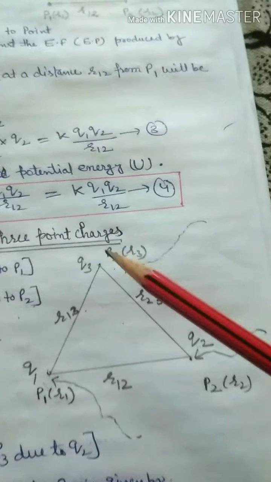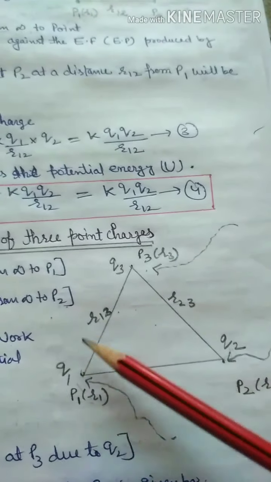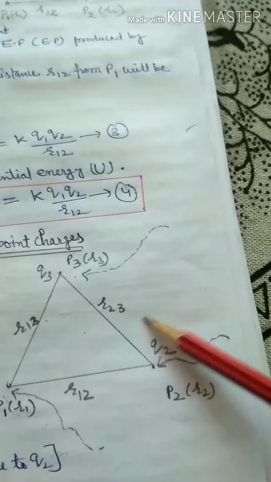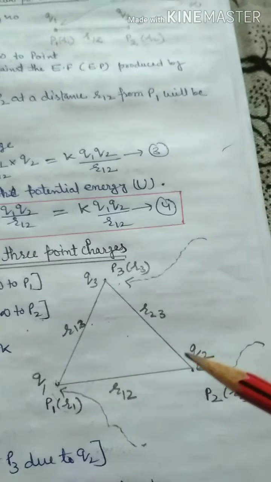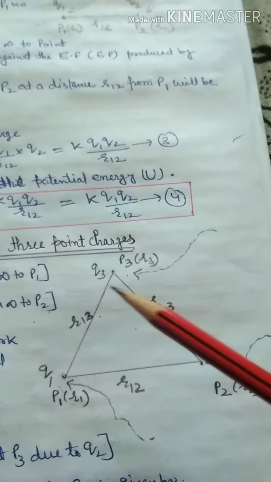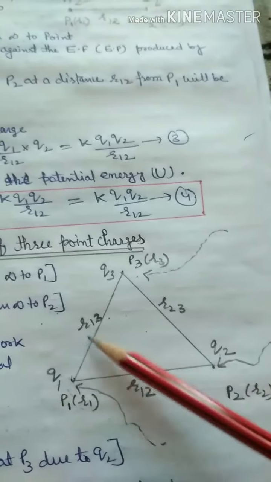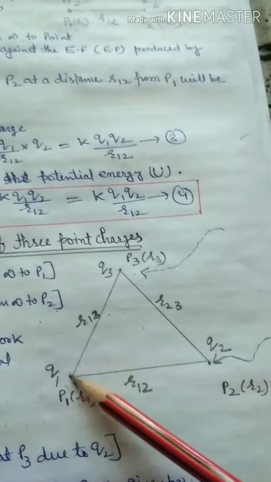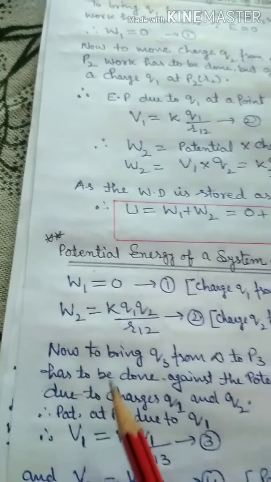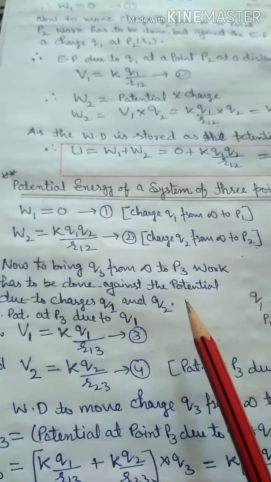Now to bring a charge Q3 from infinity to point P3, work has to be done against the potential produced by Q1 as well as Q2. Clear? Q1 as well as Q2. Because there is an electric field produced at point P3 due to Q1 as well as Q2, the work has to be done against the potential due to Q1 and Q2. So to bring Q3 from infinity to P3, work has to be done against the potential due to charges Q1 and Q2.